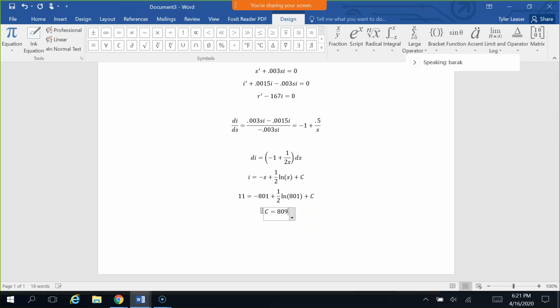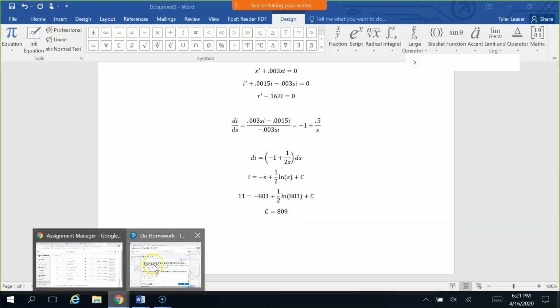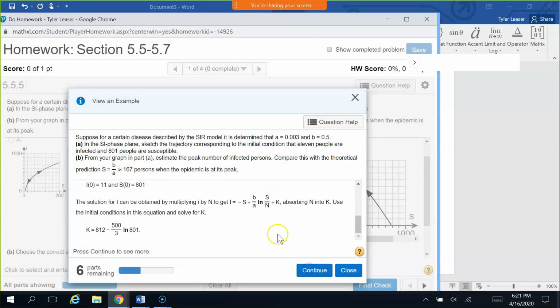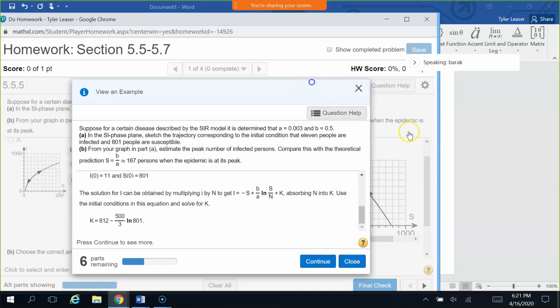I'm getting 809 from Google. That's your C. As my C, yeah. Rounding it to whole numbers because we're talking about people. 745.69. You got it. 746. Oh, yeah. Okay, so 746, yeah.